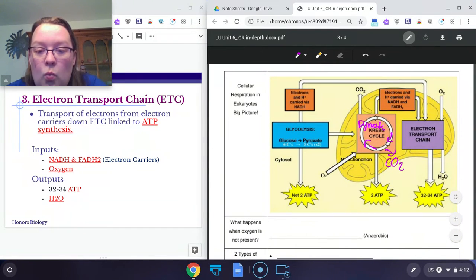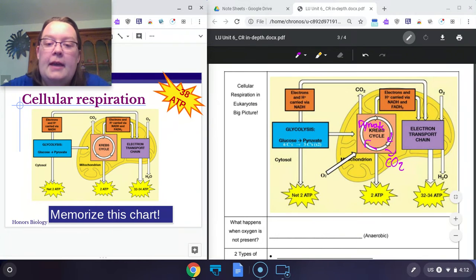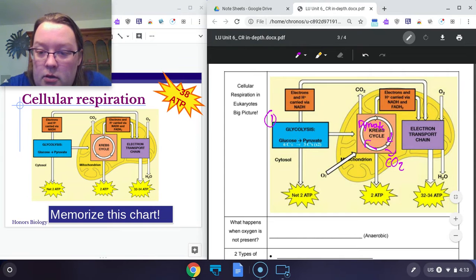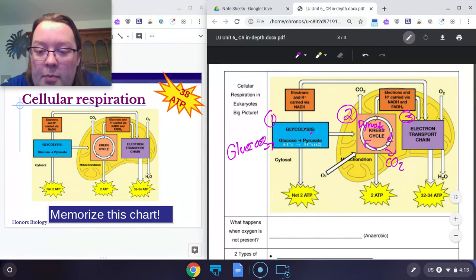So going over it one more time. This is just an overview. Again, there are 3 steps. We have step number 1, step number 2, and step number 3. Step number 1 is glycolysis. In glycolysis, we put in glucose. Glycolysis chops the glucose in half. We chop it in half, we make 2 pyruvates.